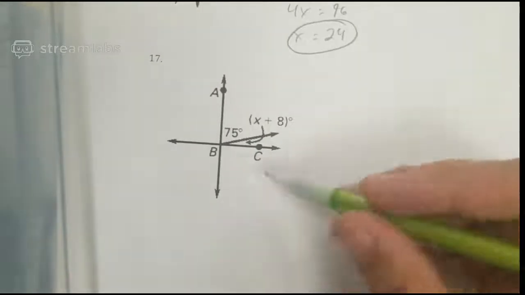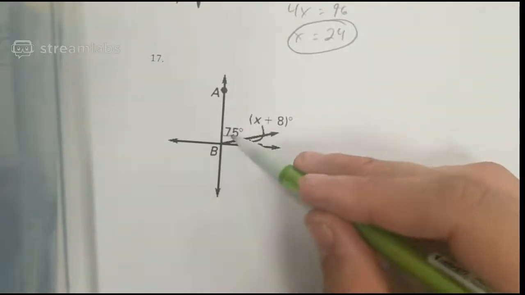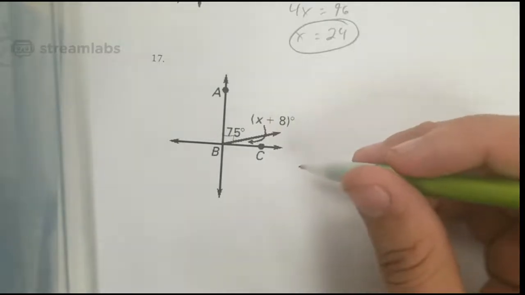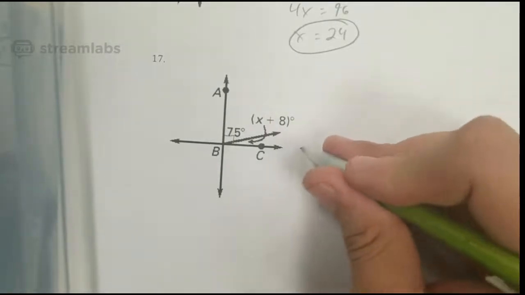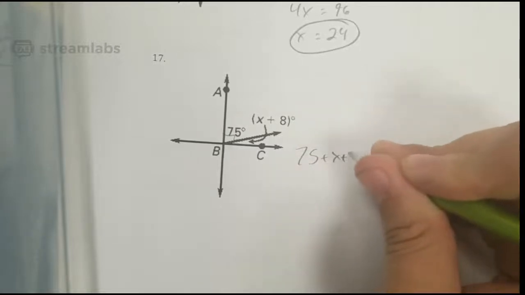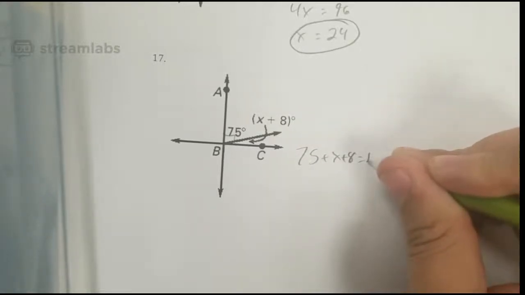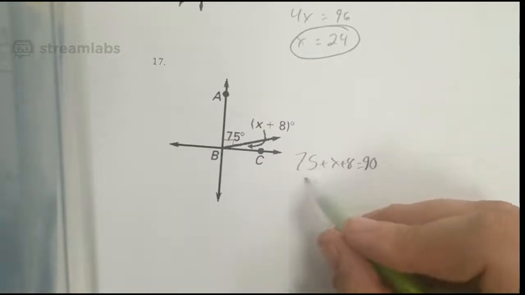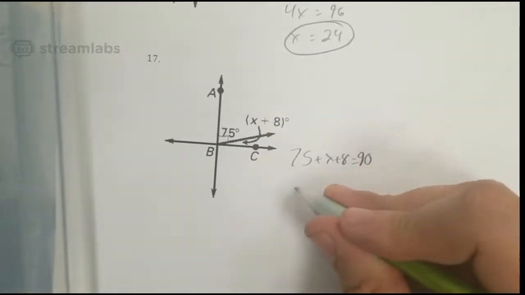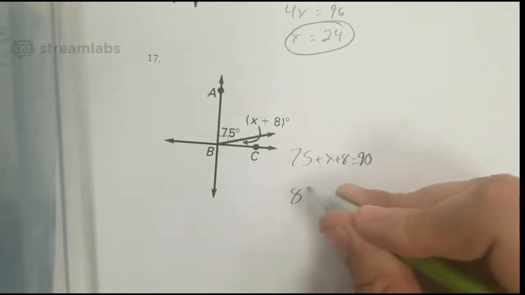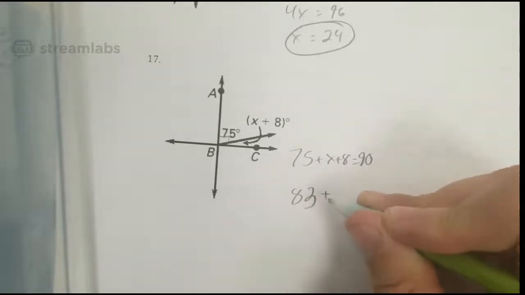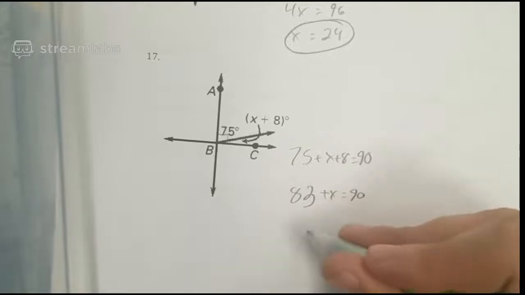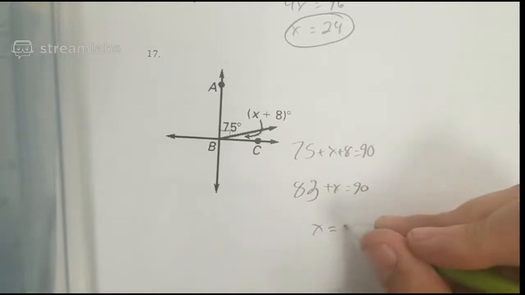Okay, and then the next one. As I said in the last problem, these are perpendicular. So because they're perpendicular, they must be equal to 90. 75 plus x plus 8 equals 90. So then combine like terms, that is 83 plus x equals 90. Subtract 83 on both sides, x equals 7. And then you can plug x in. 7 plus 8 is 15. 15 plus 75 is 90.